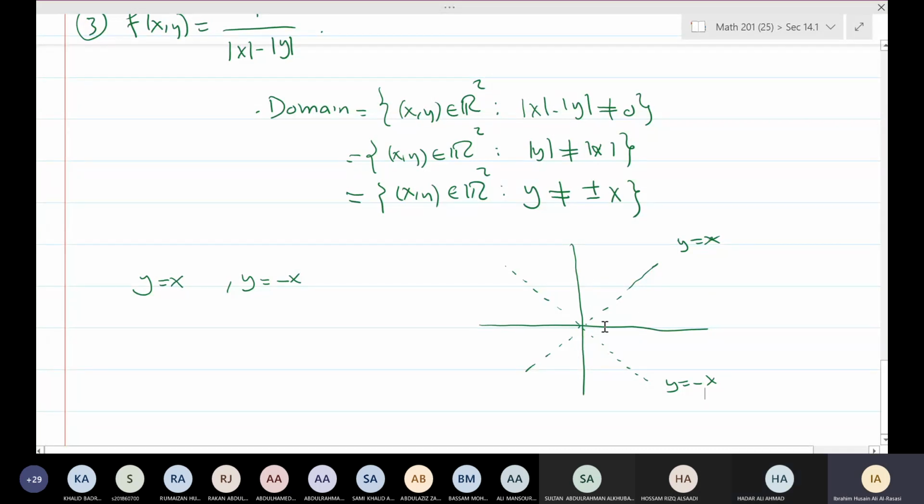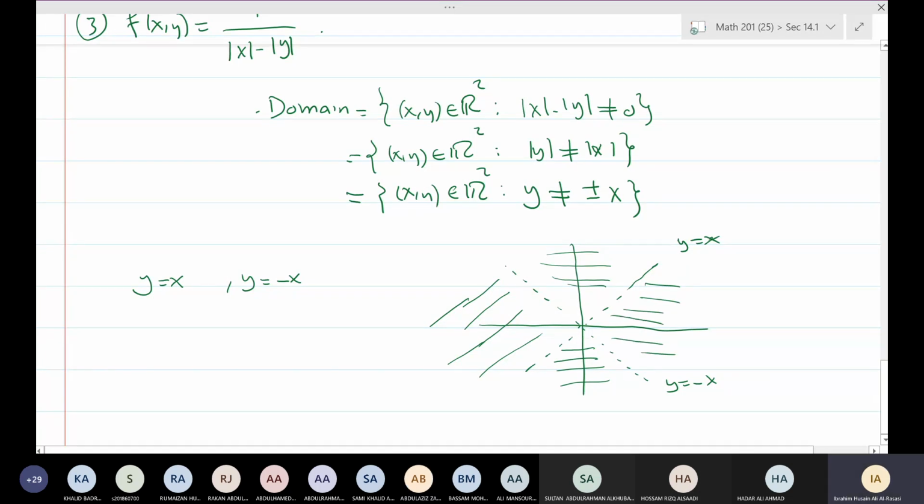What about the points not on the lines, for example the points here? Are they in the domain or not? Yes, in the domain. What about here? Yes. All of these are in the domain.